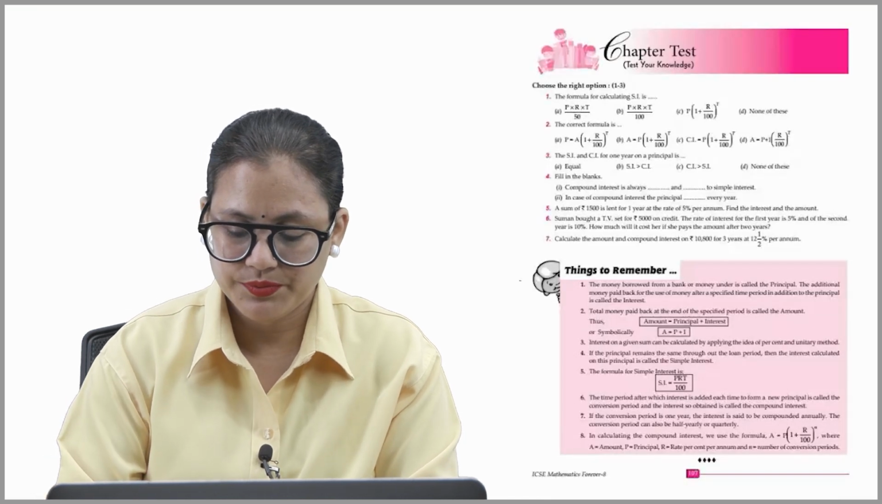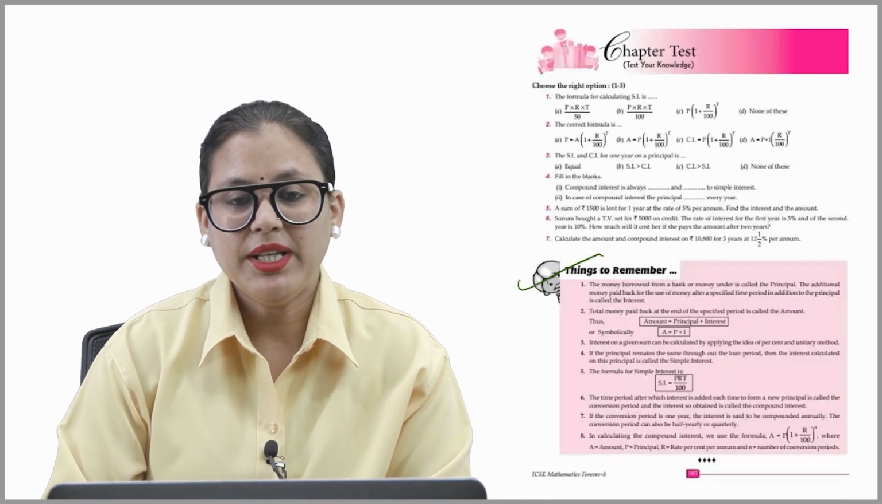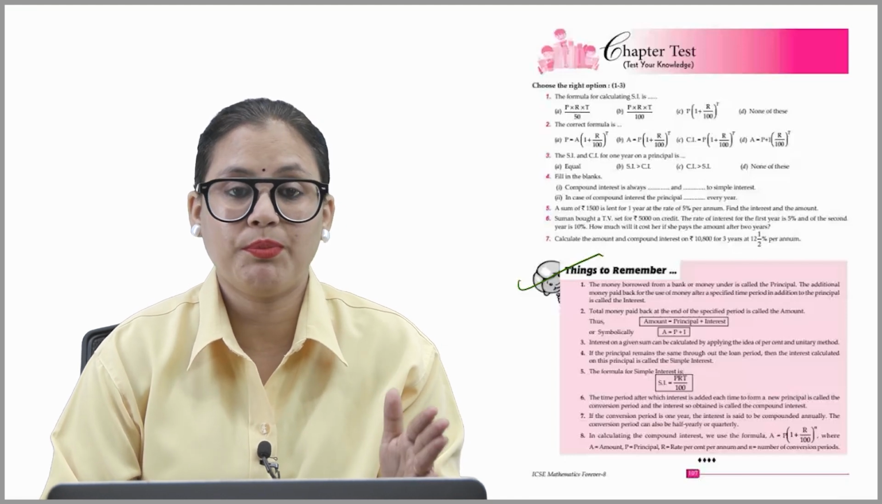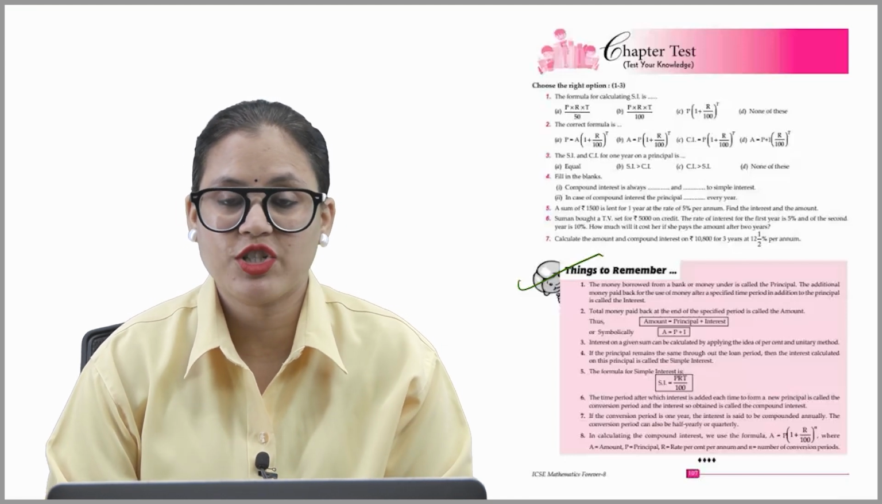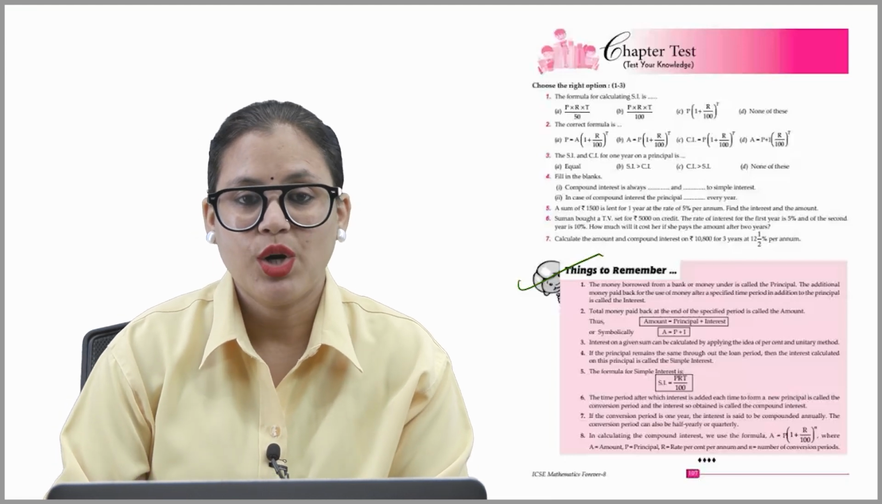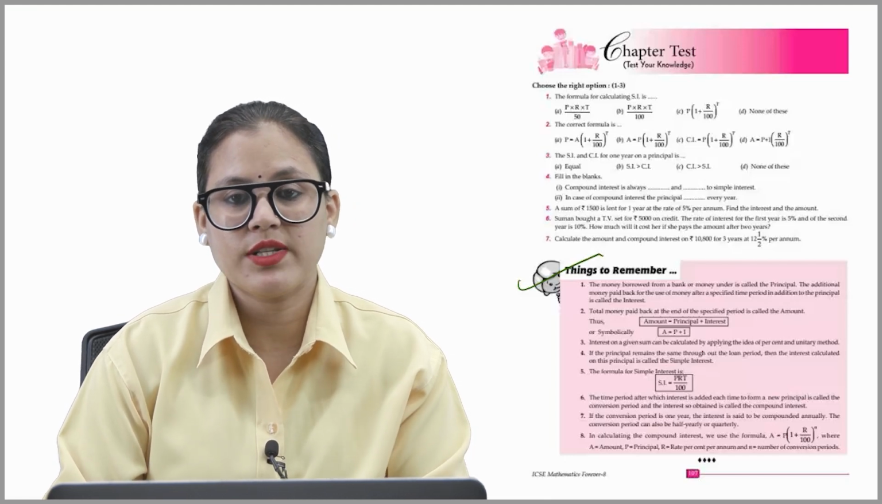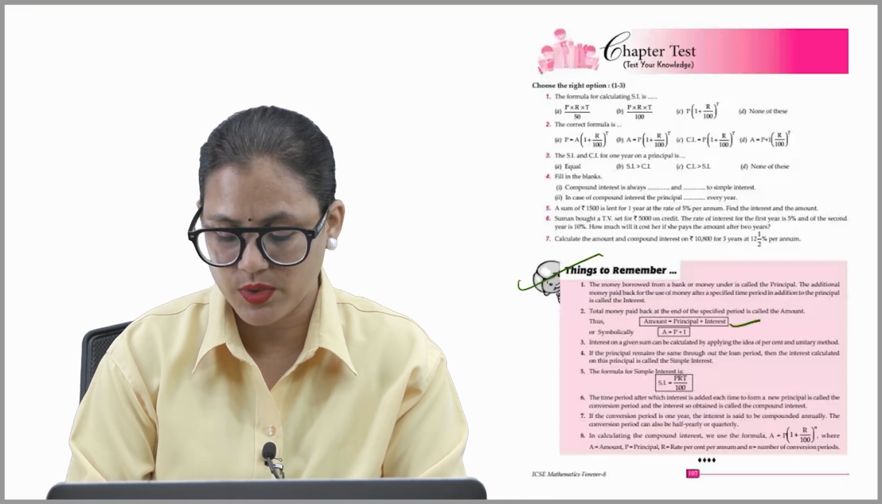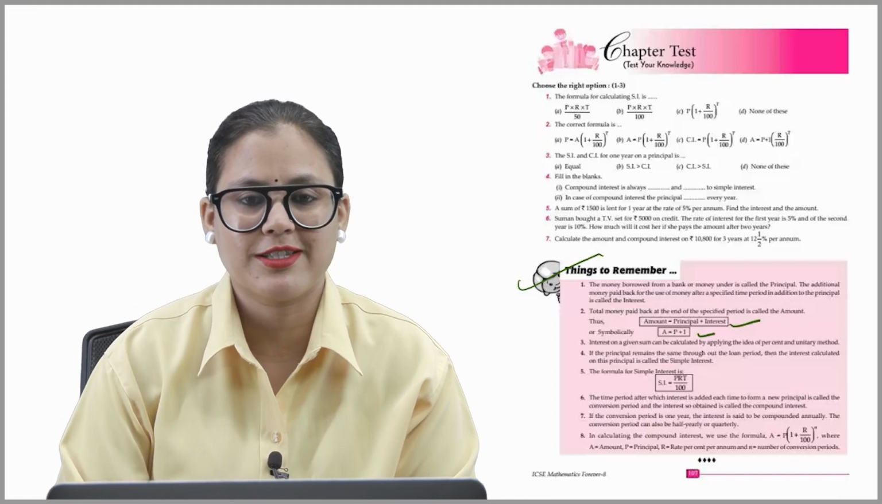Things to remember. 1. The money borrowed from a bank or a money lender is called the principal. The additional money paid back for the use of money after a specified time period, in addition to the principal, is called the interest. 2. Total money paid back at the end of the specified period is called the amount. Thus, amount is equal to principal plus interest, or symbolically you can write it like this.